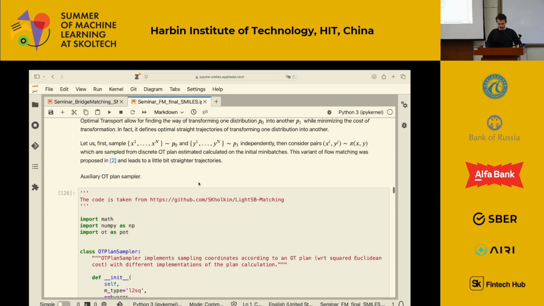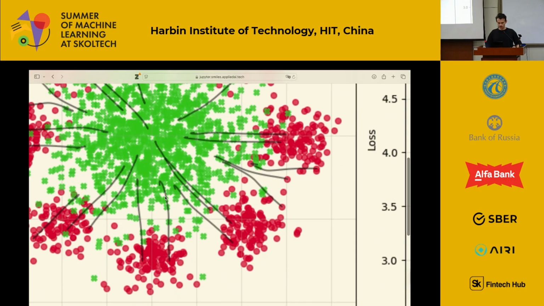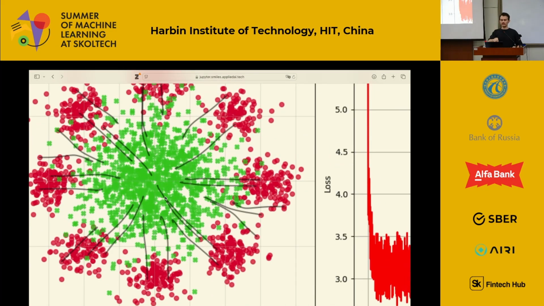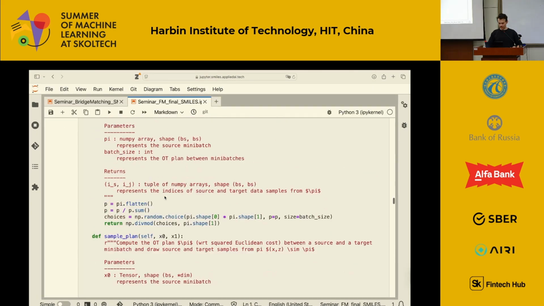Let me recap the previous ones. Another thing is that these trajectories are longer than the optimal transport ones, and they are more curvy. So in general, this is harder to infer. It gives more numerical error during inference than the optimal transport ones.